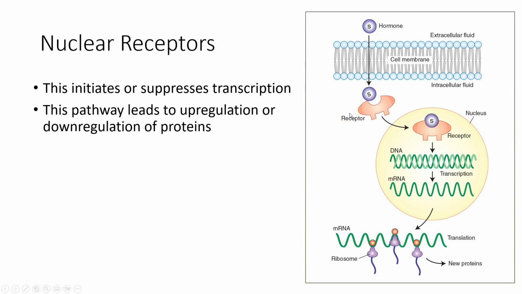Binding of this hormone response element then activates or suppresses transcription. So it either turns on transcription or it turns off transcription. If it turns on transcription, it increases gene expression by creating more protein. If it turns off transcription, it decreases gene expression by not making a protein. So when you have nuclear receptors with our fat-soluble hormones, these lead to either upregulation or downregulation of proteins.